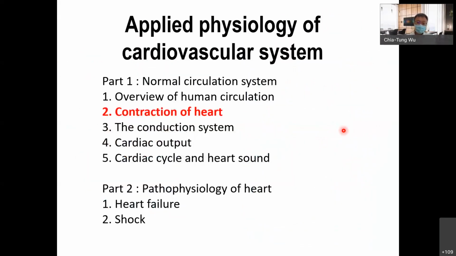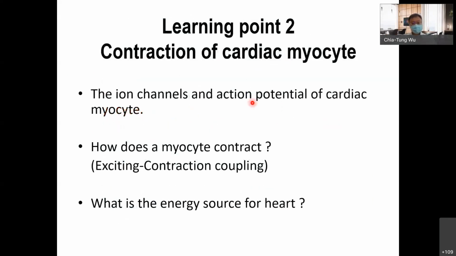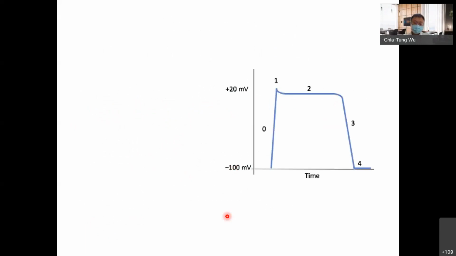And then part two, I will try to explain the mechanism of contraction of our heart. The learning points here include the ion channels and the action potential of the myocyte, how the cardiomyocyte contracts, and what the energy source of our heart is. This is the action potential of the cardiac myocyte, and also of most skeletal muscle, including phase 0, phase 1, phase 2, phase 3, and phase 4.